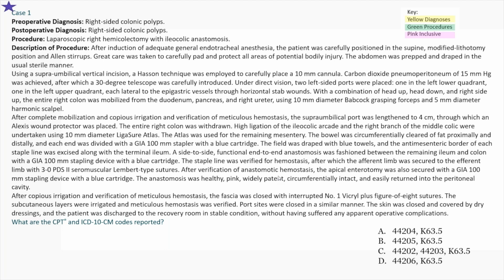Coders, time is up. Please put your answers in the chat if you haven't done so. They're ready, Mr. Sandeep. Thank you, Miss Eva. Thanks a lot for reading that scenario.